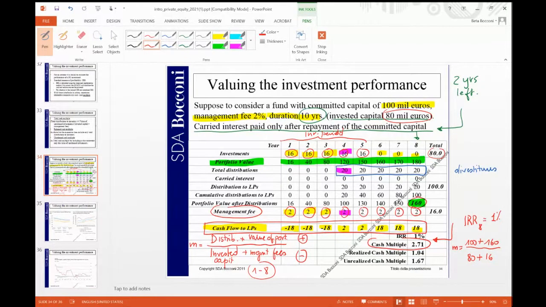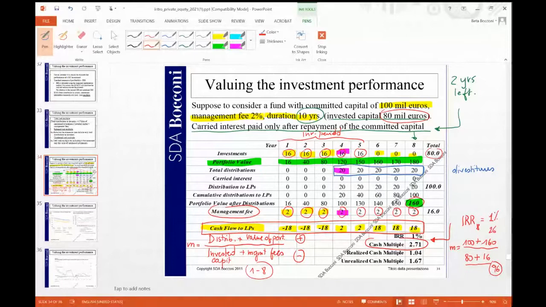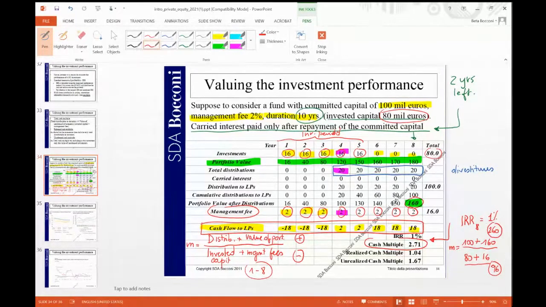Please notice that at the end of the life of the vehicle, the denominator will become the committed capital, because all the management fees will be paid. So all in all, this multiple is telling you that out of a contribution plus management fees of 96, you are sitting on a potential value of 260. And at the end of the day, you have an alternative measure that says that for every euro of contributed capital plus fees, you are able to generate a cash multiple of 2.71.